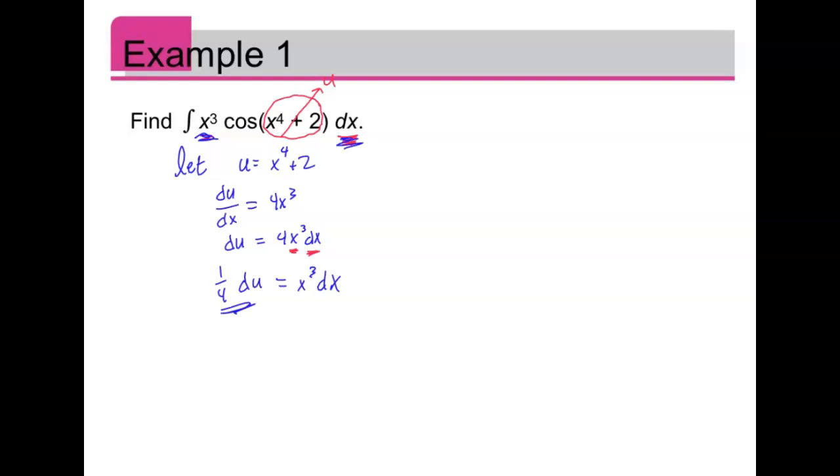Let's start there. 1/4. That's a constant multiple, so it's okay to just factor out of the integral. du. All right, so that was me dealing with the x cubed, the dx, right? Then x to the fourth plus 2 just gets replaced with u, so that's cosine of u. And now I've accounted for everything, right?